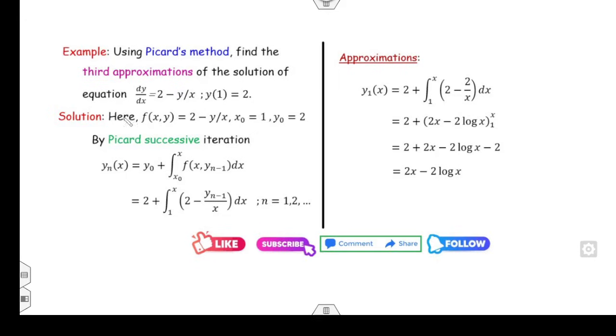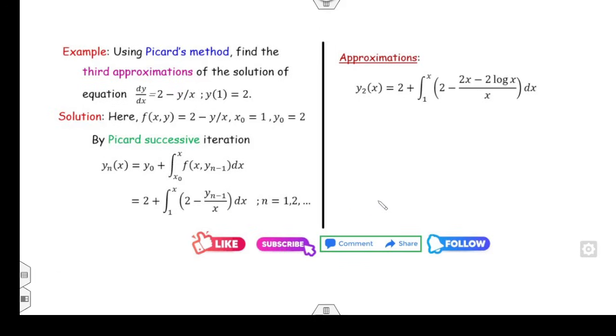Fine. Now how many approximations? 3 approximations. Substitute the value of y1 in here. You will get the value of y2. Now how can you do that? I can make it separate. That will be 2 minus 2 plus 2 log x over x. Fine. 2 and 2 will be cancelled. So your part will be 2 log x over x. How can you integrate them?